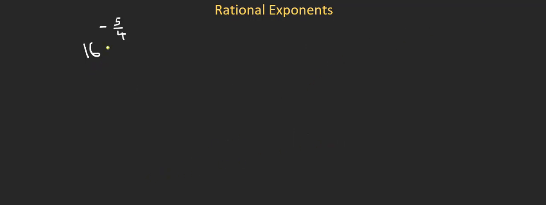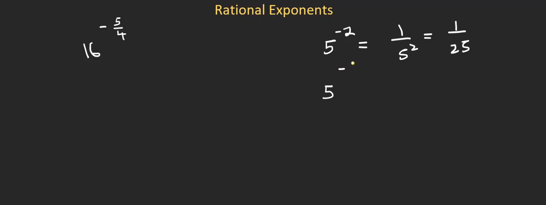Let's evaluate 16 to the power of negative 5 over 4. Again, when you have a negative exponent, in order to make it positive, let's review this. If you have 5 to the negative 2, this is the same thing as 1 over 5 squared, which is 1 over 25. If you have 5 to the, let's say, negative 2 over 3, this will be the same thing as 1 over 5 to the 2/3.